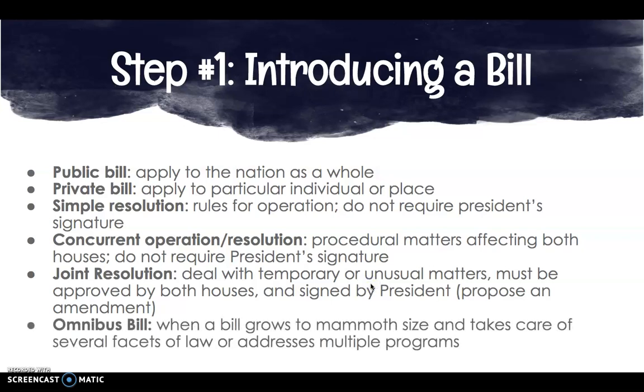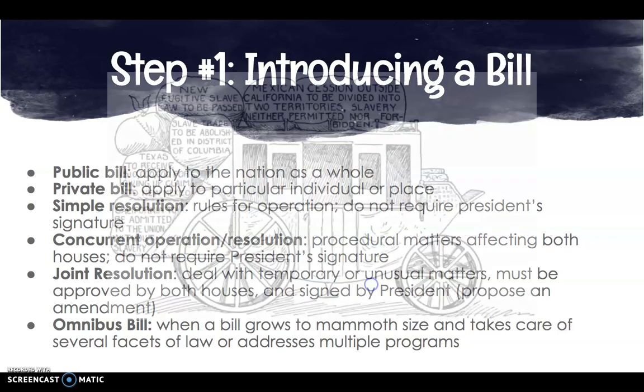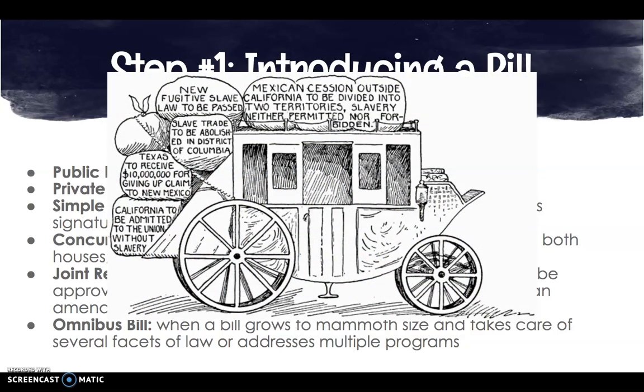And then finally, we have a unique thing that happens sometimes, which is called an omnibus bill. An omnibus bill happens when a bill grows to mammoth size. It gets very, very large, takes care of several pieces of a law, addresses multiple programs. So for example here, this is a cartoon depicting the omnibus bill of 1850, which ends up becoming the Compromise of 1850. So as you can see from this cartoon, there are many, many facets that became this bill. It started out as 5 separate bills, but then morphed into something huge that addressed multiple concerns, multiple programs.